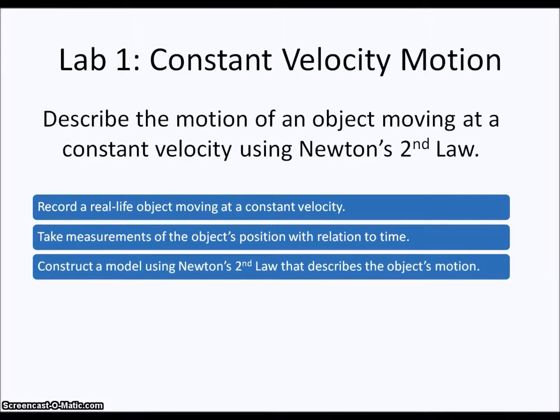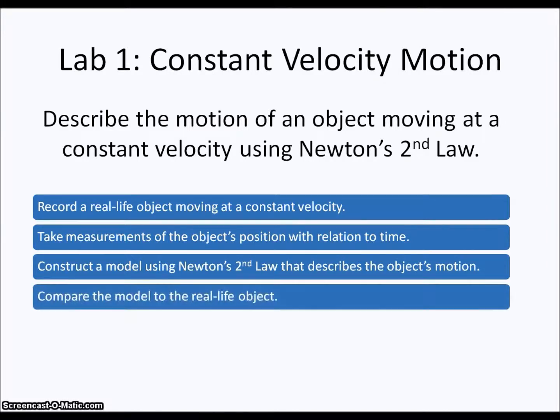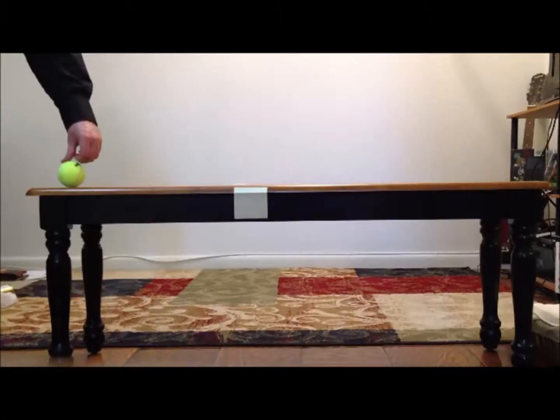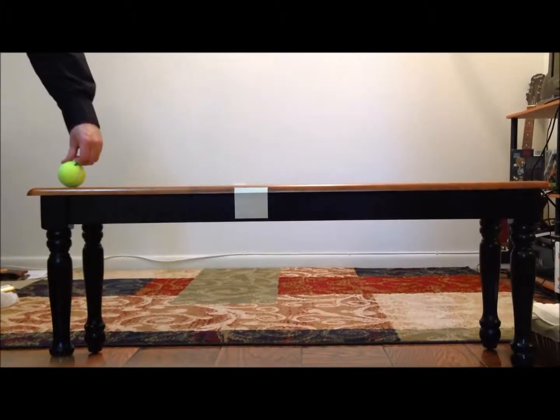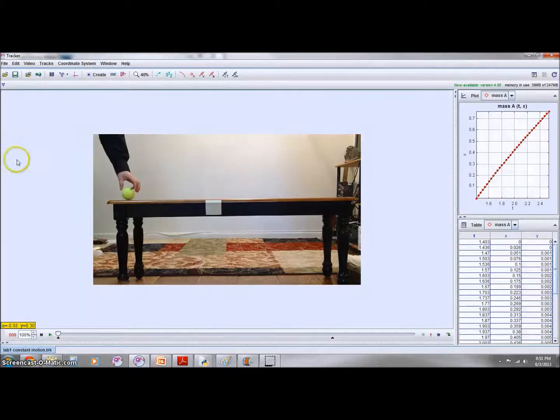Finally, I compare the predicted motion of the model to the motion of the real-life object. This allows me to determine if I was able to successfully describe the motion of the object using Newton's second law. For this experiment, I have chosen to observe a tennis ball rolling across a flat surface. I'm going to use Tracker to measure the position of the ball versus time.